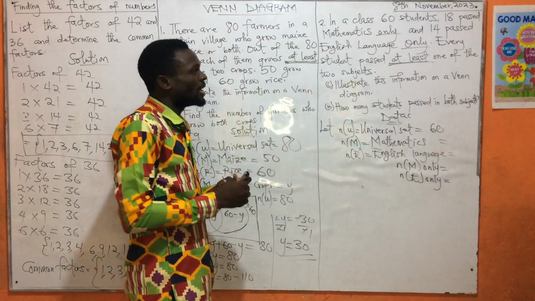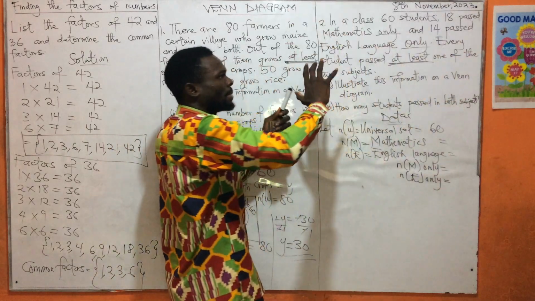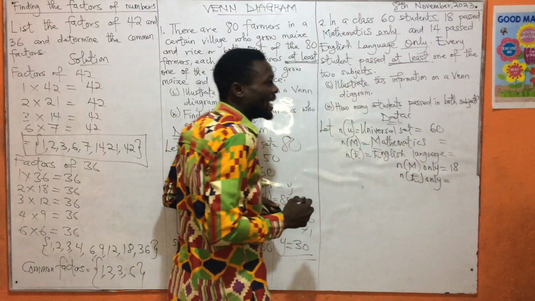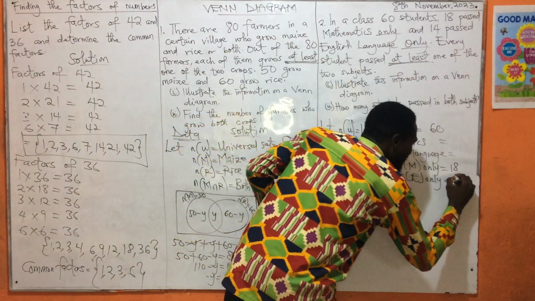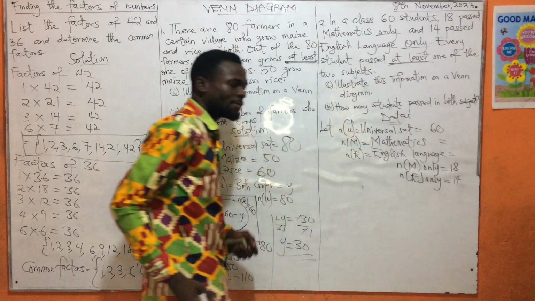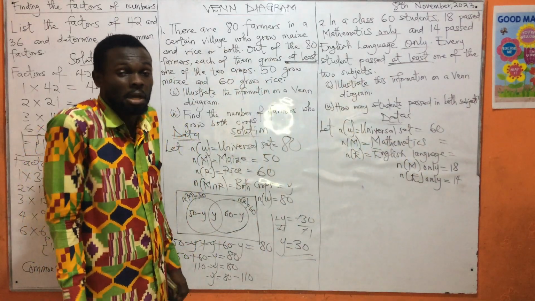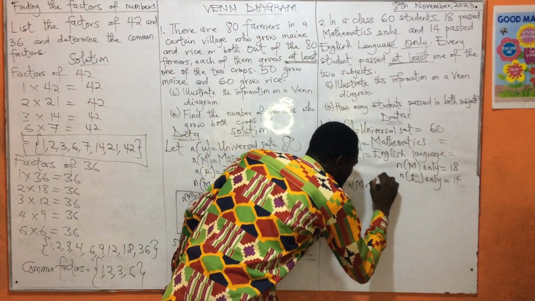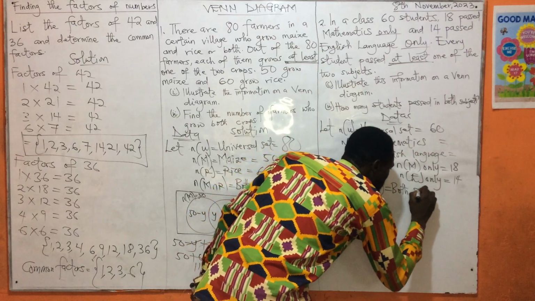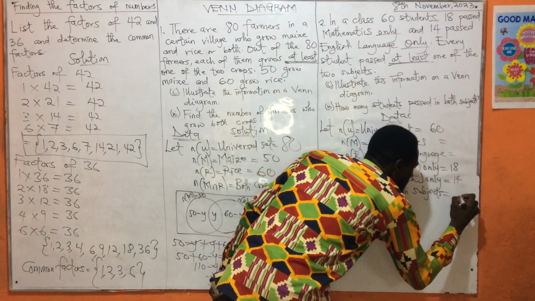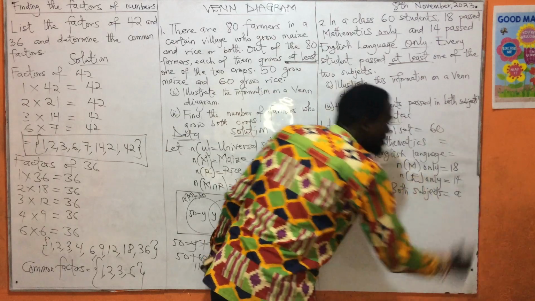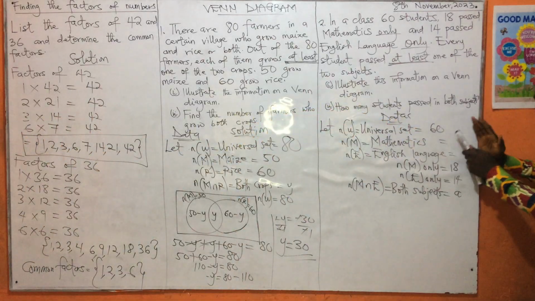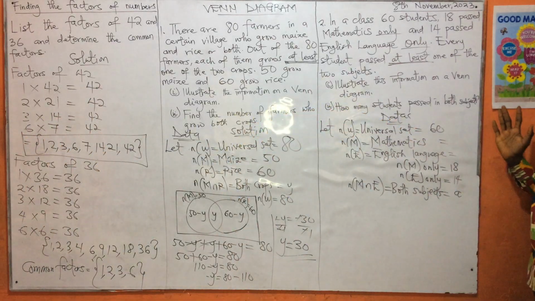From the question, what did they say? They said 18 pass mathematics only. So 18 here. Then 14 pass English only. So therefore, how many students pass both subjects? We don't know. So we are going to say the number M intersection E, that is both subjects, is, we don't know, so let's represent it with a variable, say B or A. So now that we have the data, we can represent this data on the Venn diagram simply and nicely.